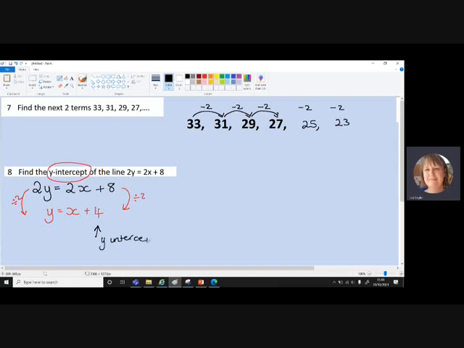which is 4. And what that basically means, if we have a look at a graph here, now we know what our y-intercept is, and it's where the y-axis is 4. That means the line 2y equals 2x plus 8, or y equals x plus 4, cuts the y-axis at that point where y equals 4. So that's your y-intercept equals 4.